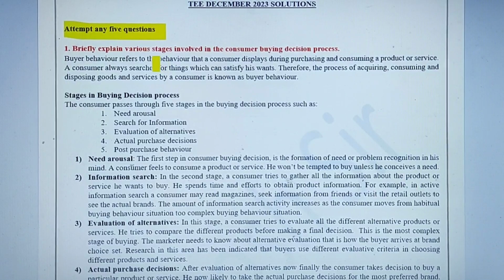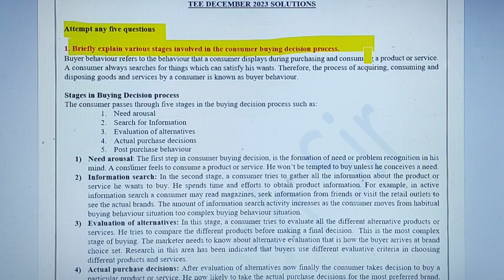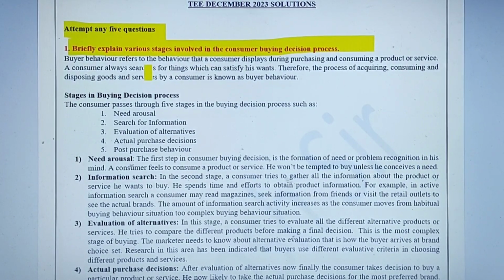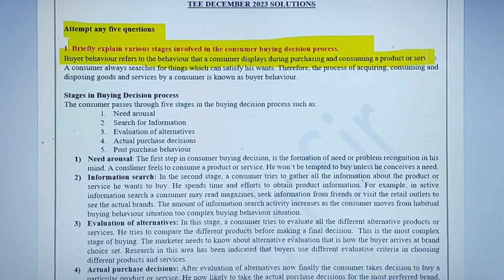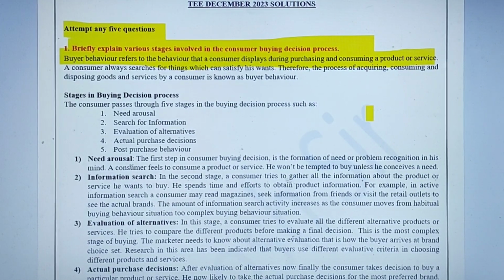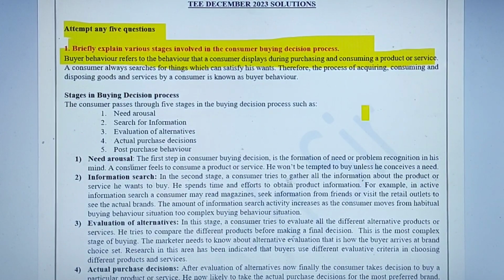Okay, fine. So the first question is: briefly explain various stages involved in the consumer buying decision process. Let's see first what this consumer behavior is all about. Basically, buyer's behavior refers to the behavior that a consumer displays during the purchasing or consumption of a product or services. And while displaying this behavior, there are a lot of factors which affect his decisions.